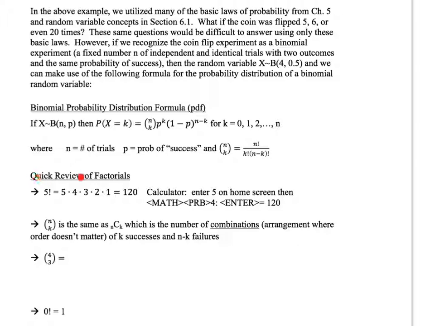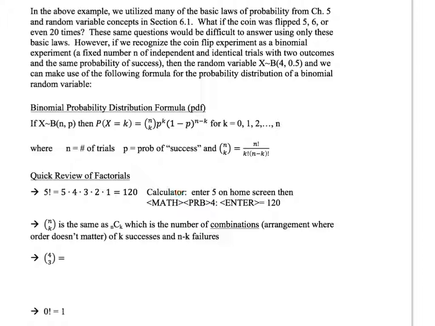Well, in case it's been a long time since you've seen factorials, a factorial is a mathematical shorthand symbol for a product of integers from the number down to 1. So 5 factorial is 5 times 4 times 3 times 2 times 1, or 120. Factorial symbols can be found in your graphing calculator.